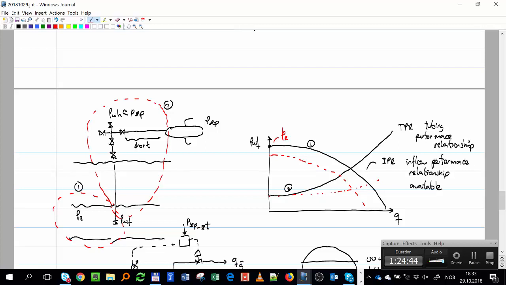When I have overflow, I should have the same. Is it like that really? No, right? Because now I am adding a section of tubing.